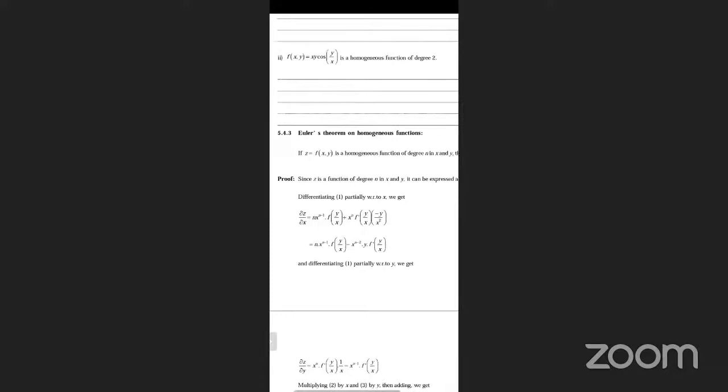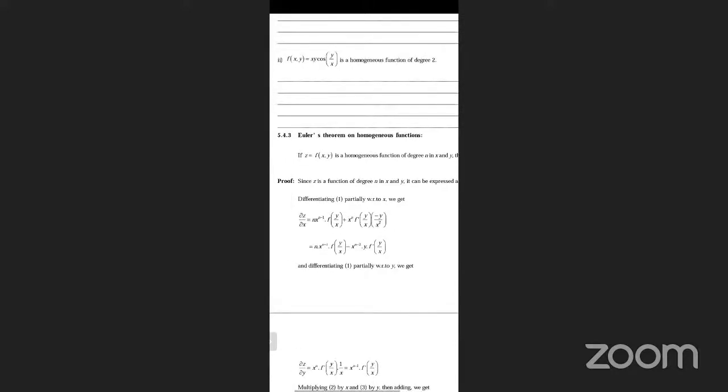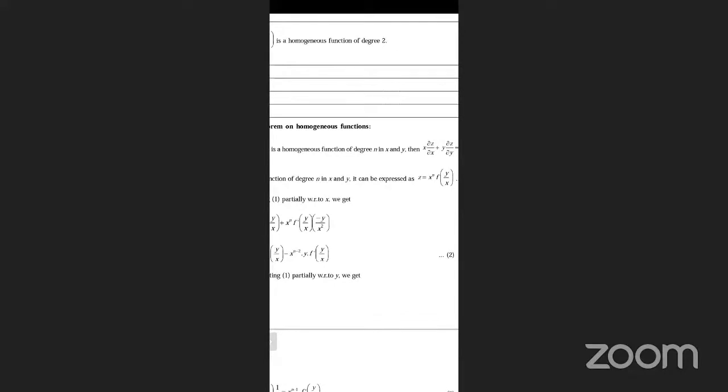Yes, I will prove this entire concept. So z equal to f of x y be a homogeneous function of degree n in x and y. Then we have to show that, Euler's theorem: x into dou z by dou x plus y into dou z by dou y equal to n z. This is what I want to prove. Whenever z equal to f of x y is a homogeneous function, it means it has nth degree. The statement is: if z equal to f of x y is a homogeneous function of degree n in variables x and y, then x dou z by dou x plus y dou z by dou y equal to n z. This is the statement.